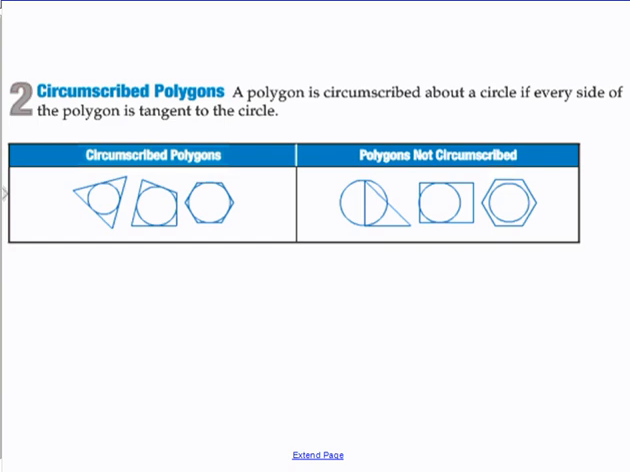And circumscribed polygons. Circumscribed polygons have a tangent to the circle. So this triangle right here touches the circle in exactly 3 spots. There, there, and there. Same goes for the other shapes.